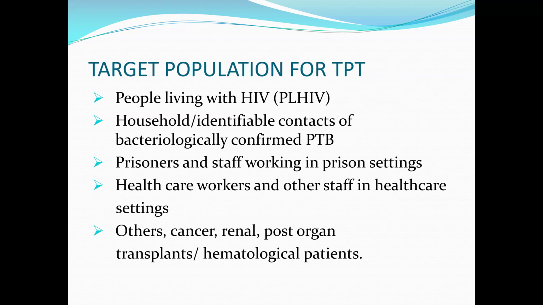Who are our target population for tuberculosis preventive therapy? People living with HIV, household or identifiable contacts of bacteriologically confirmed pulmonary tuberculosis, prisoners and staff working in prison settings, healthcare workers and other staff in healthcare settings, and others, for example cancer patients, renal patients, post-organ transplant patients, or hematological patients who have conditions that predispose them to the risk of developing active TB.